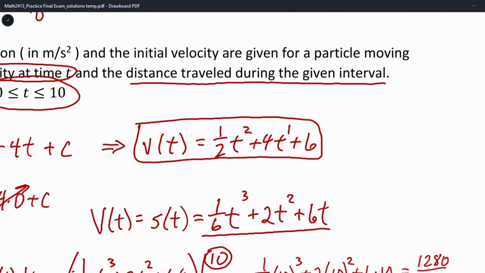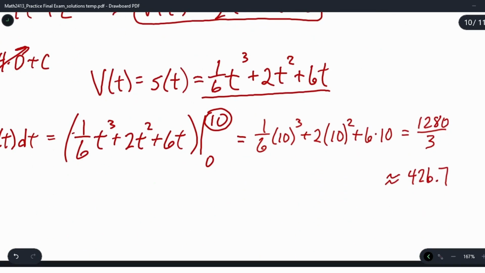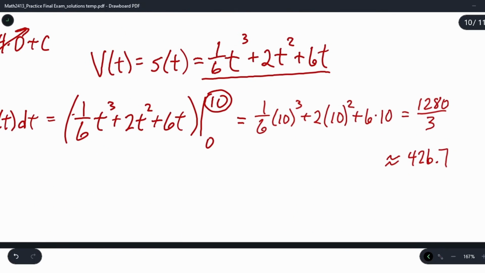And if I go back to our instructions, it doesn't specify. And if it doesn't specify, usually they want the exact value. Notice that our distance was measured in meters. So if we want to include the appropriate units, we would say meters. And that's going to do it for that problem.